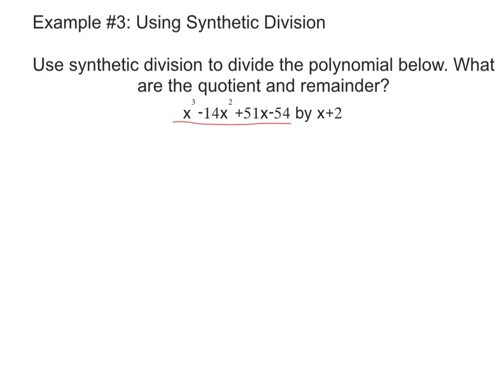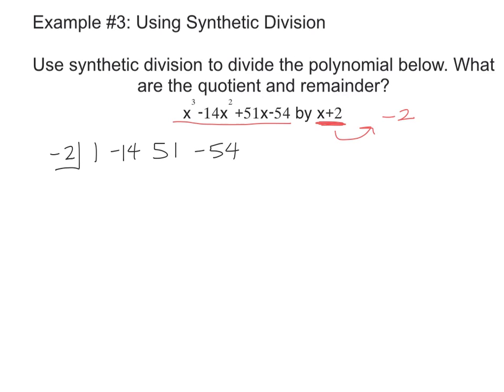And then to figure out what you are dividing by, it's really the zero at that point. So the zero here would be -2. So we're going to set -2 on the outside. And then we're only going to use the coefficients of our terms. So the coefficients of our polynomial are 1 for x cubed, -14 for x squared, 51 for x, and then -54.